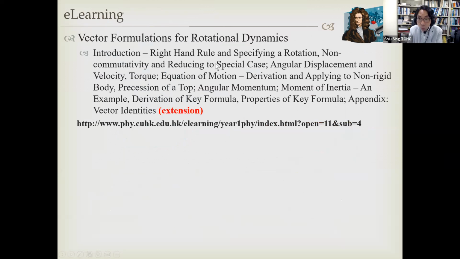Now, if you want a very detailed discussion on the vector formulation for rotational dynamics, I recommend you read this e-learning module. This is a really good explanation of all the rotational dynamics of a rigid body with the vector formalism. But I will not go into the details here. So we end this chapter.